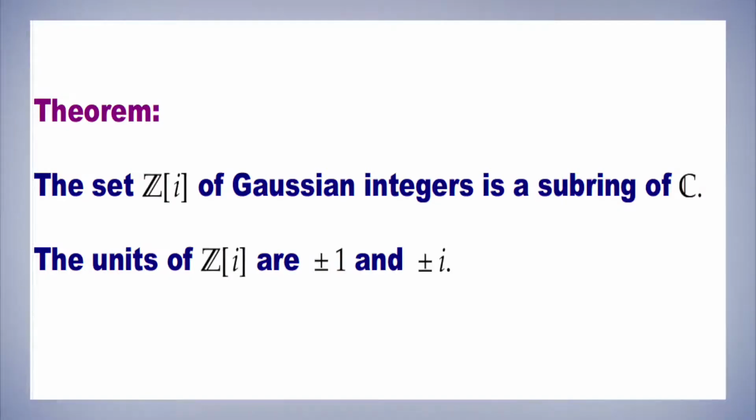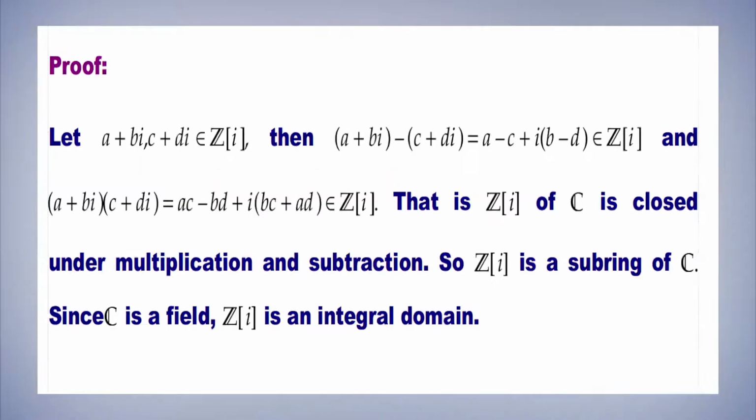Theorem: the set Z[i] of Gaussian integers is a subring of C. The units of Z[i] are plus or minus 1 and plus or minus i. The proof: let a + bi and c + di belong to Z[i]. Then (a + bi) - (c + di) equals (a - c) + i(b - d). This belongs to Z[i], and (a + bi)(c + di) is equal to (ac - bd) + i(bc + ad) and belongs to Z[i]. That is, Z[i] is closed under multiplication and subtraction. So, Z[i] is a subring of C.